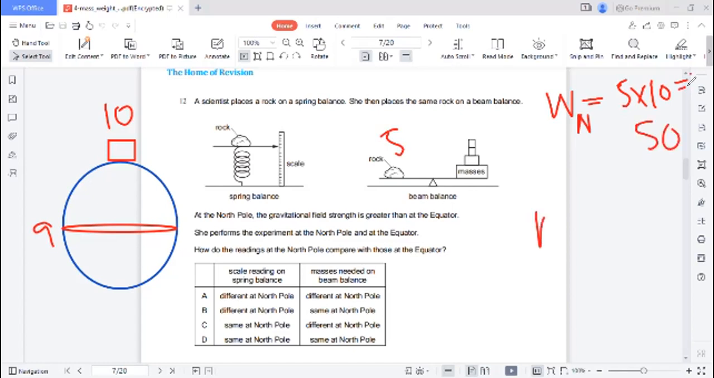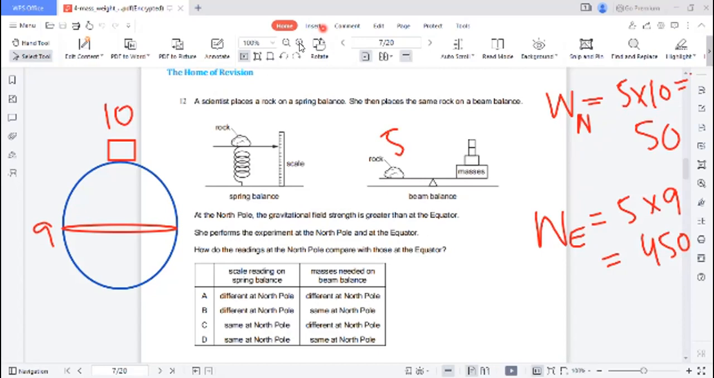And its weight at the equator is 5 times 9, and it is 45. So you can see the weight at the equator is small, which is 45, and at the North Pole it is large.